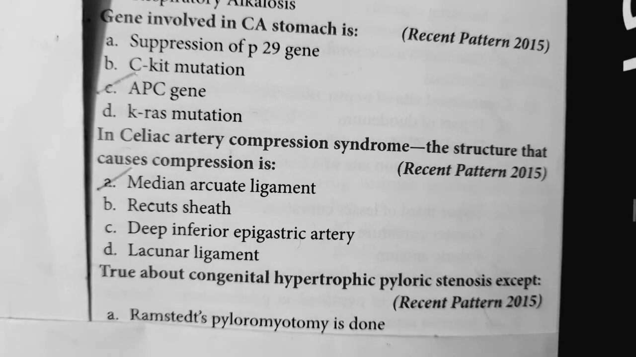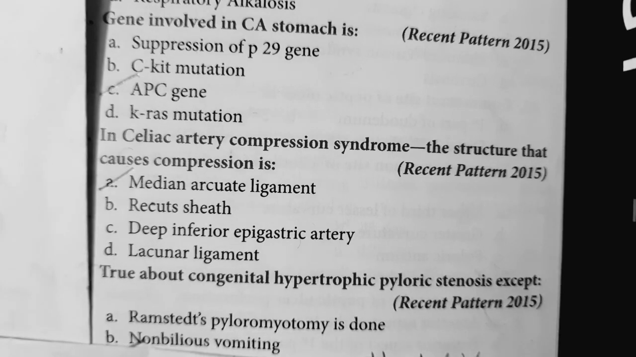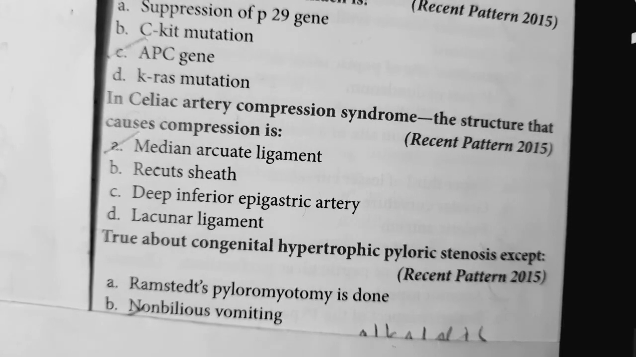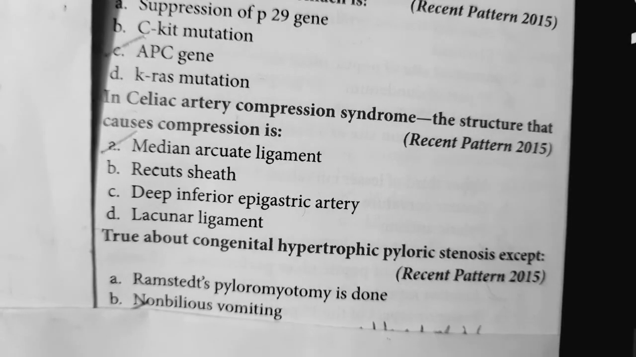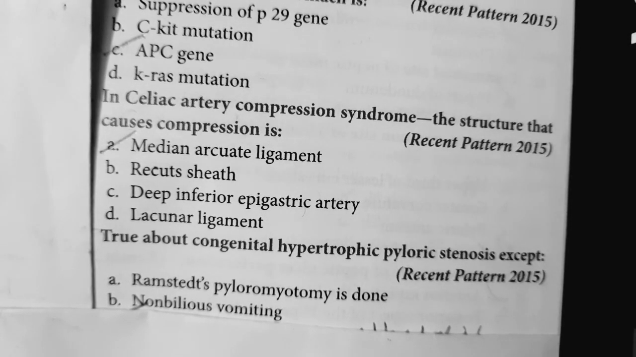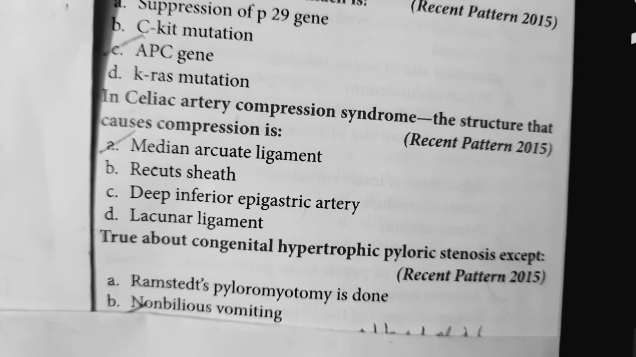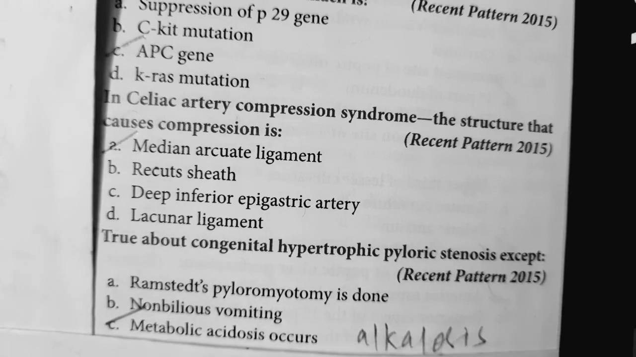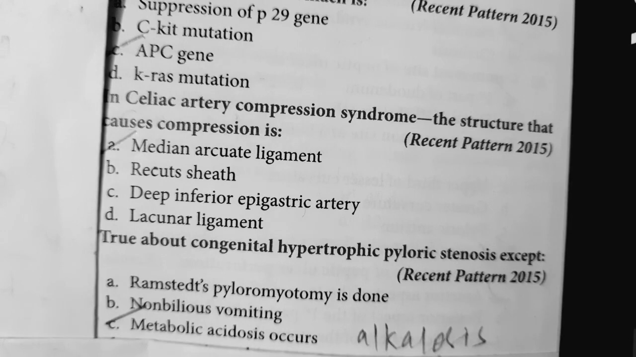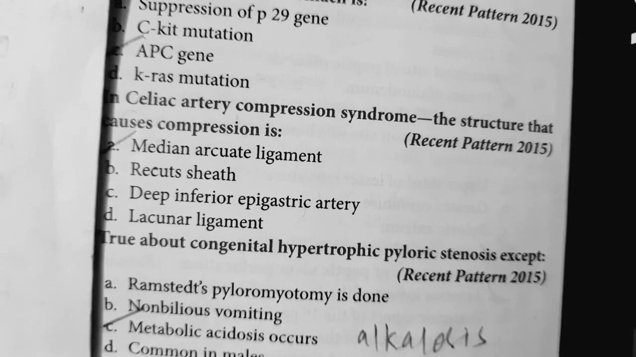First, Ramstedt pyloromyotomy is done. True, it is the treatment of choice of congenital hypertrophic pyloric stenosis. Non-bilious vomiting. True, it causes non-bilious vomiting because the obstruction is in the distal stomach and bile is secreted in the duodenum. So obviously you see non-bilious vomiting. Metabolic acidosis occurs. It is false. Actually, it causes metabolic alkalosis with paradoxical aciduria.